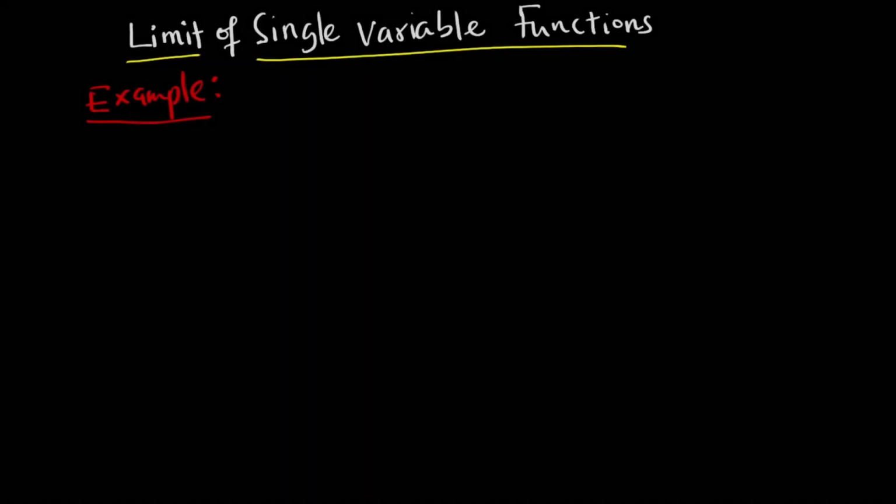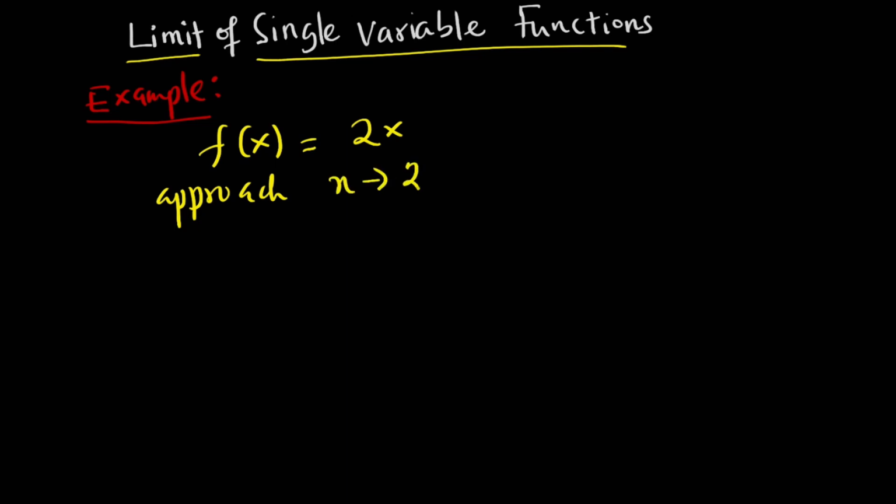Now, to make the concept a little bit clearer, let's consider an example. Let's consider the single variable function f of x to be equal to 2x. Now, what we want to do is to approach a certain value. So let's say we are finding the limit as x approaches 2.